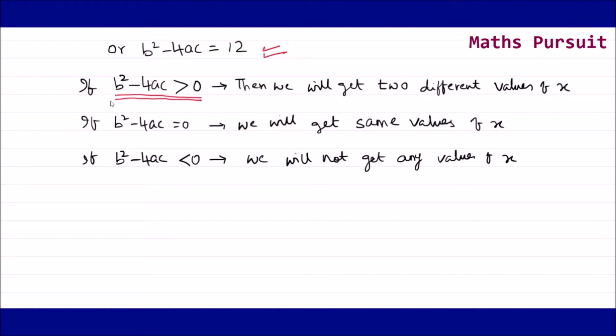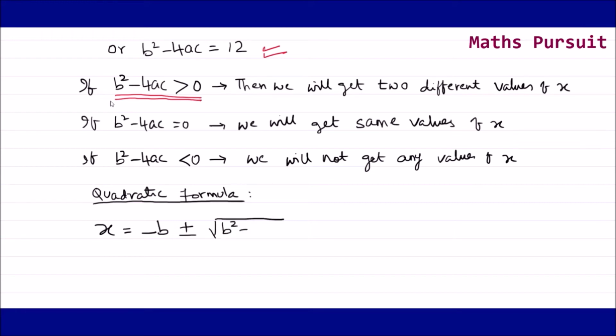You can use any other method that you are comfortable with. I'm comfortable with the quadratic formula, so I will use that method. Whatever method you want, you can use it to solve this question. The quadratic formula is given by x is equal to minus b plus or minus root over b square minus 4ac upon 2a.